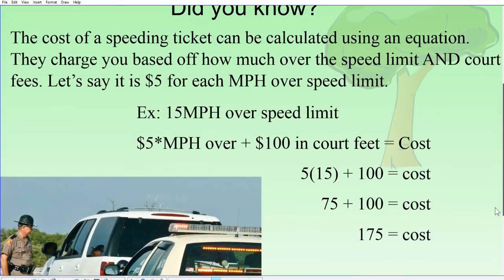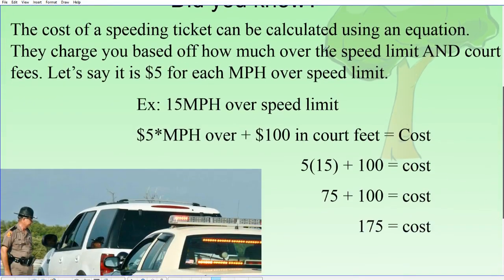Did you know that the cost of a speeding ticket in a lot of places can be calculated just using an equation? They charge you based off of how much over the speed limit you are going, and they usually add a bunch of court fees and other kind of fees onto it. So let's say, for example, it's $5 for each mile per hour over the speed limit you're going. So if you're going 15 miles per hour over the speed limit at some place and a cop pulls you over, they would take $5 times the number of miles per hour over the speed limit you were going, which was 15. And a lot of places they'll add in just some standard court fees of, say, $100.